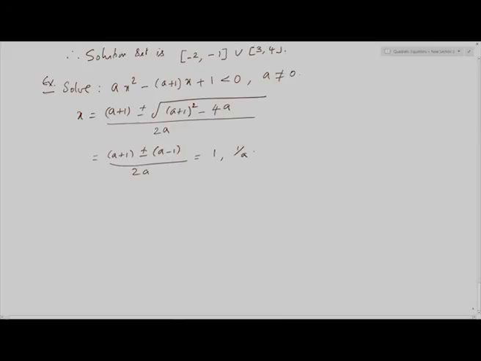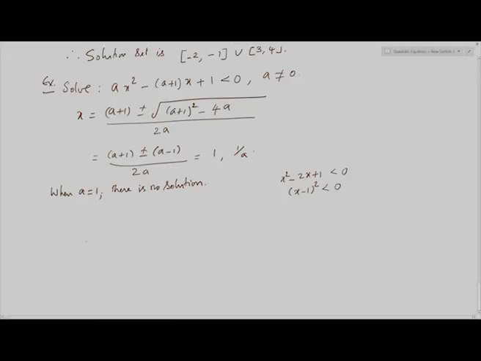When a is equal to 1, what is happening? So a is a non-zero number. When a is equal to 1, the given inequality is nothing but x square minus 2x plus 1 less than 0, which is nothing but x minus 1 whole square less than 0. This will never happen. There is no value of x such that x minus 1 whole square is less than 0. So therefore when a is equal to 1, there is no solution at all.